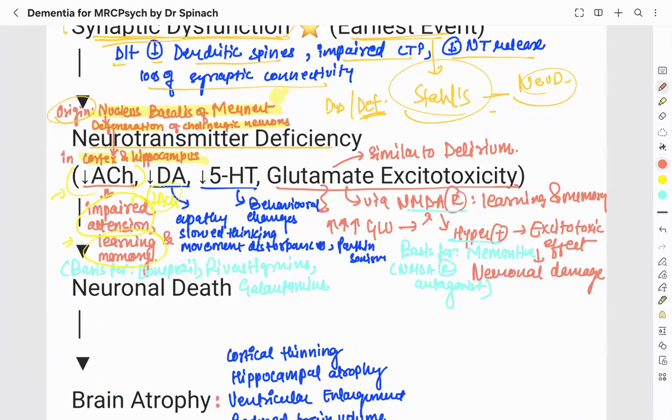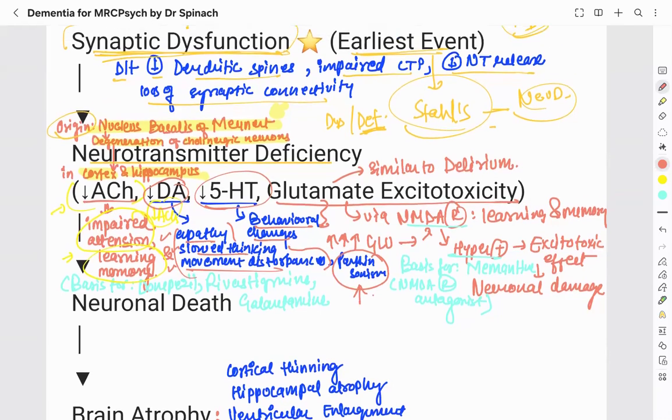Now, other neurotransmitters working here are dopamine, serotonin, and glutamate. Dopamine also decreases, and it leads to apathy, slowed thinking, and movement disturbances. So if dopamine decreases, these are the symptoms that will come in. With a decrease in serotonin levels, there are behavioral changes seen in this patient. Also, a decrease in dopamine will lead to Parkinsonian-like symptoms, and that is why Parkinsonism.